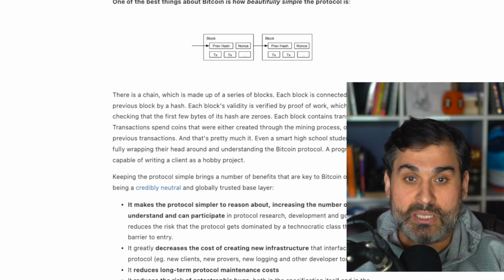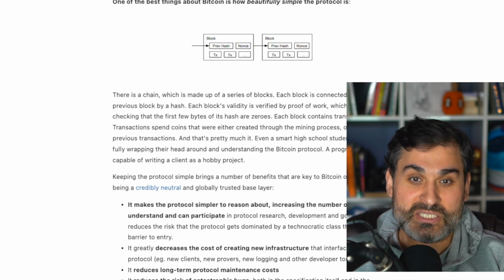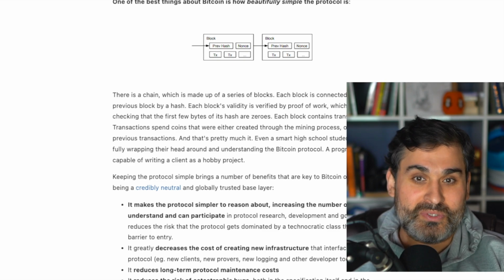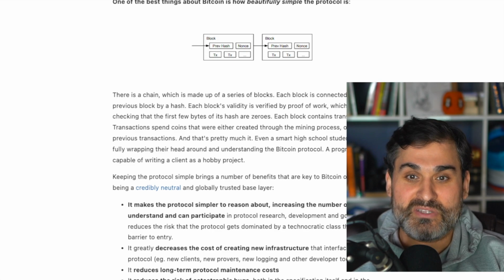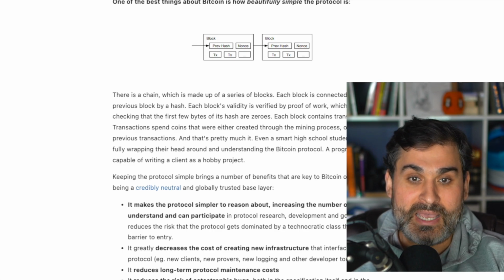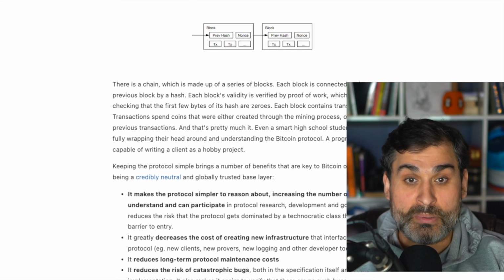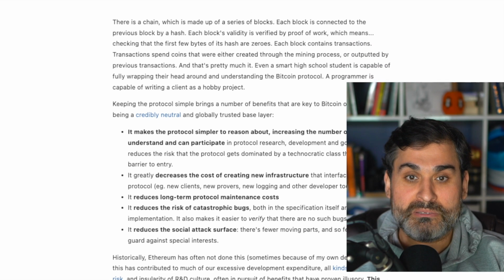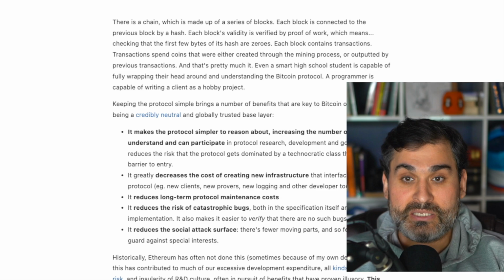Transactions spend coins that were either created through a mining process or outputted by previous transactions, and that's pretty much it. So he says, that's pretty much it. He says even a smart high school student is capable of fully wrapping their head around and understanding the Bitcoin protocol. A programmer is capable of writing a client as a hobby project. He says keeping the protocol simple brings a number of benefits that are key to Bitcoin and Ethereum: being incredibly neutral, a globally trusted base layer.